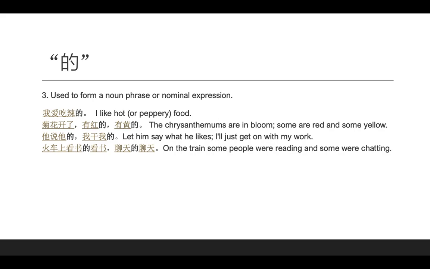The fourth one, 火车上看书的看书，聊天的聊天. So here, 看书, it is an action which is reading a book. But when you're adding the 的, you are making this action into a noun. So those people who are reading a book, this is what it refers to. On the train, some people were reading. And 聊天的聊天, so those who are chatting are chatting. Some were chatting.